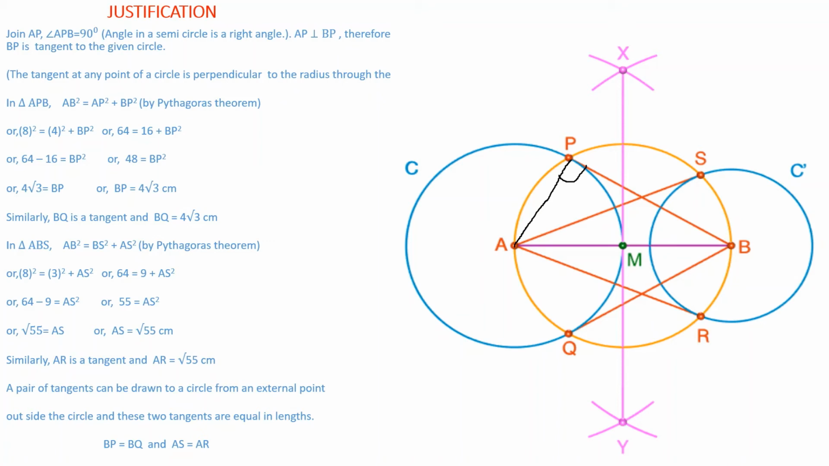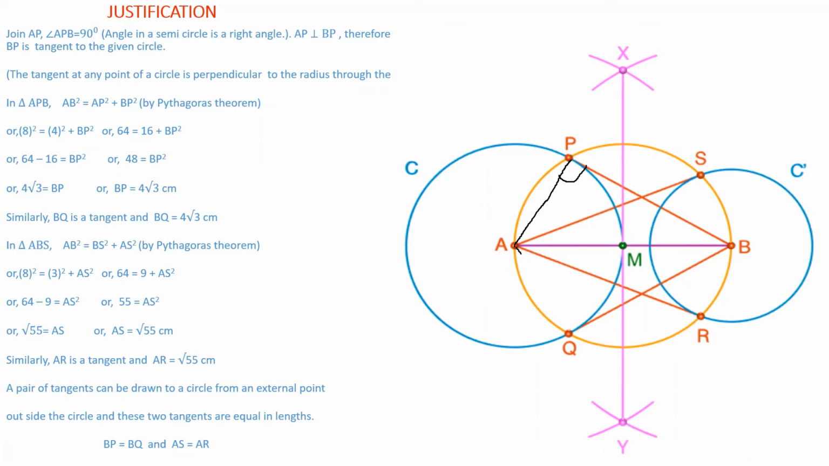Now see, AP is the radius of the C circle, and it is perpendicular to BP. AP is perpendicular to the line segment BP. So BP is a tangent with point of contact P. So we have seen that BP is a tangent.